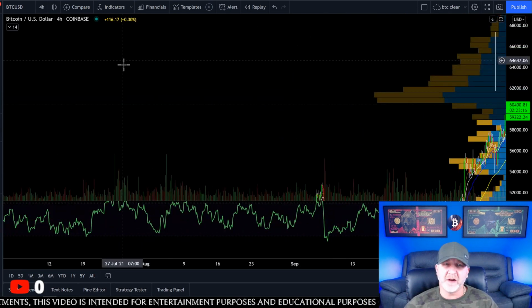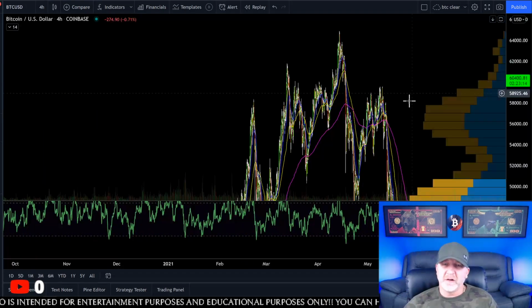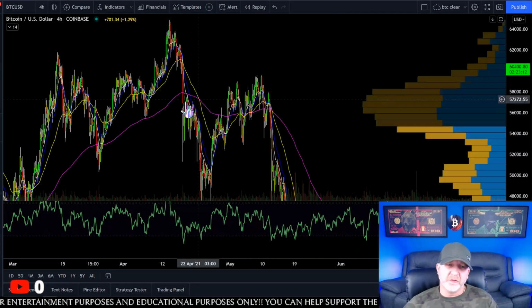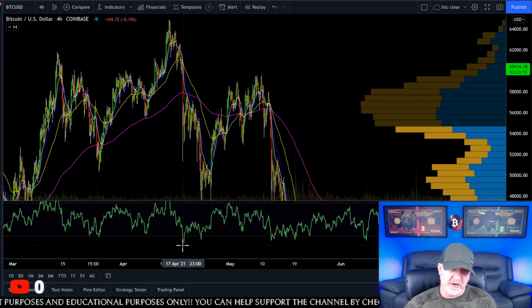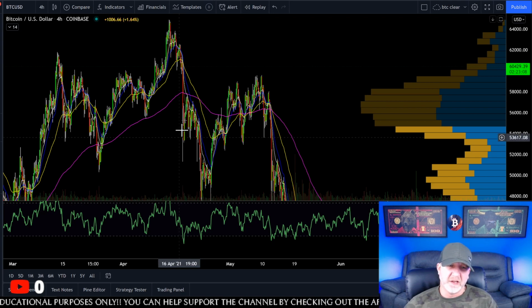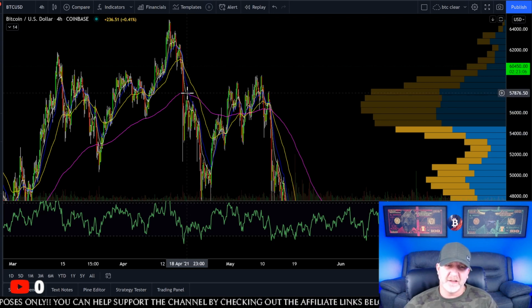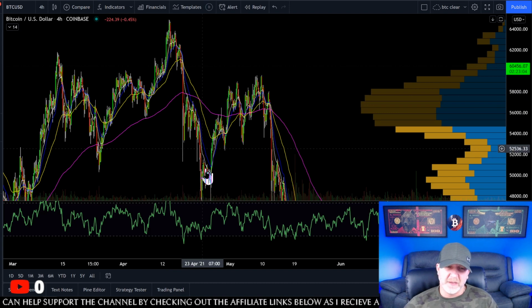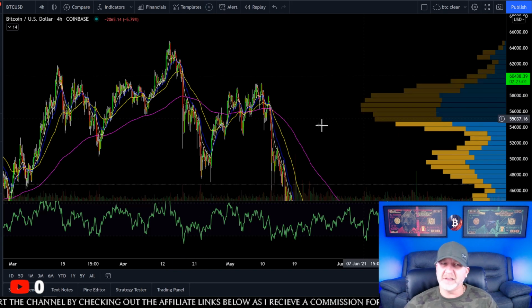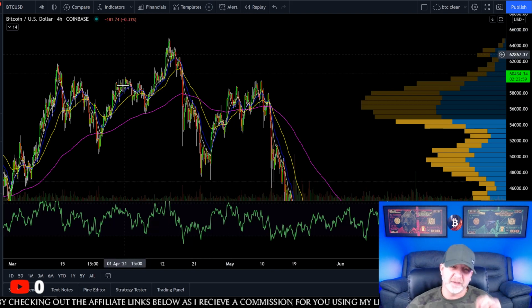Let's check that out. Let's get over here. And last time we broke the 200 EMA was right here. Look where the RSI was, way down here. We got a bounce back up, tested that 200 EMA and came all the way back down. Not saying it has to play out exactly like this, guys, but this gives you an idea.